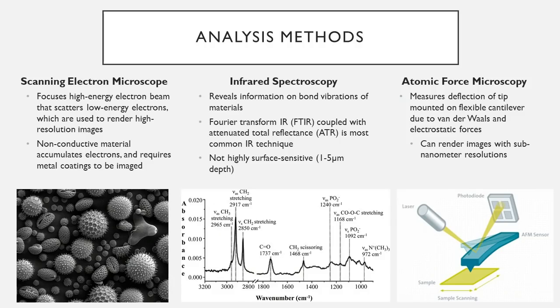Next method I want to touch on is SEM, or scanning electron microscopy. In this particular method, an SEM unit will focus high energy electron beams that scatter whenever they hit a surface, and then the scattered low energy electrons that bounce off are used to render high image resolutions.